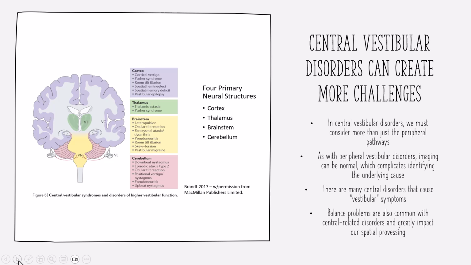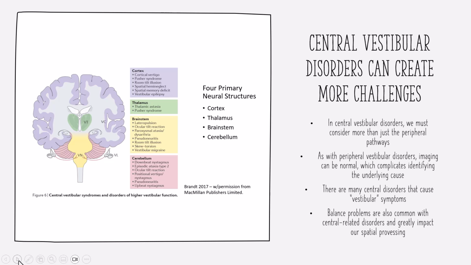So as shown on this slide, we think not only of the primary processor of the vestibular system, which is the brainstem, and the adaptive processor, which is the cerebellum, but also those shared pathways with the cortex and the thalamus. So involvement in any of these areas can result in notable balance, visual spatial processing dysfunction, or what we call sensory reweighting dysfunction. And as mentioned previously, imaging can be normal even with central disorders.